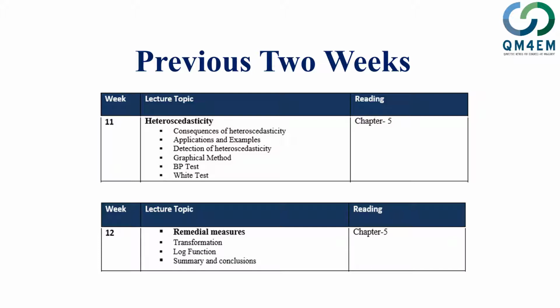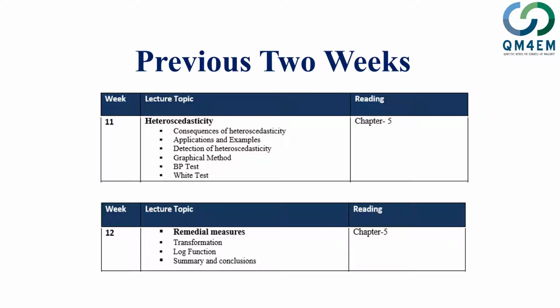They are still linear unbiased estimators, but their variance is not minimum or best. Because of that, we can't trust our t or F statistics. And for those reasons, we see that it's a problem when we have heteroscedasticity in our data.